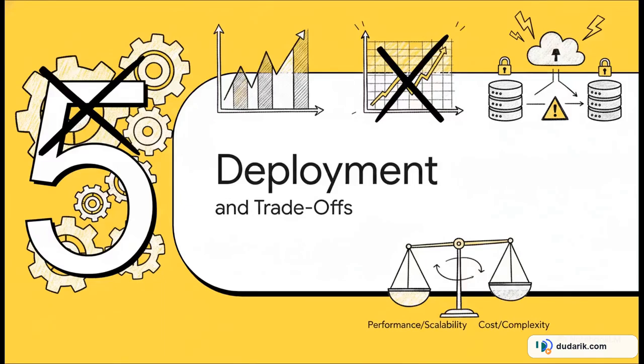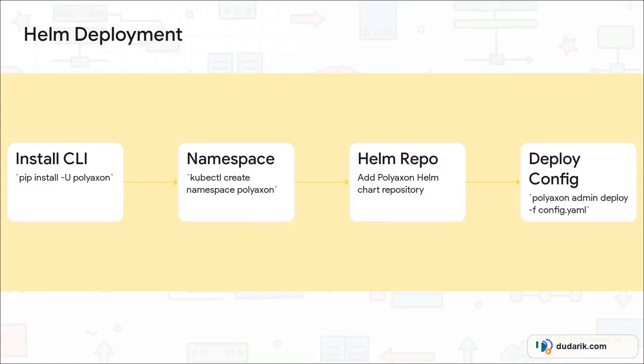And that brings us to our final part, Section 5, Deployment and Trade-offs. Everything we've covered sounds fantastic, but let's ground this explainer in reality for a minute. Deploying Polyaxon requires some serious infrastructure chops. Actually, before you even start the steps we're looking at, you must have a running Kubernetes cluster, kubectl, and Helm ready to go. The deployment process itself means installing the CLI via pip, creating a dedicated Kubernetes namespace, adding the Helm repository, and finally, deploying your configuration using a config.yaml file.